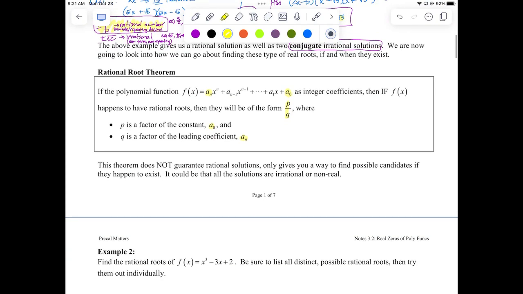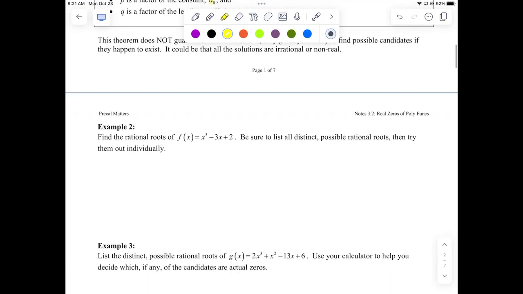If none of those candidates work, then all the solutions, if they're not rational, have to end up being irrational. Let me show you what I mean. Find the rational roots of x cubed minus 3x plus 2. Be sure to list all distinct possible rational roots and then try them out individually.